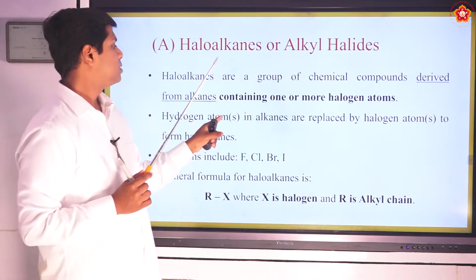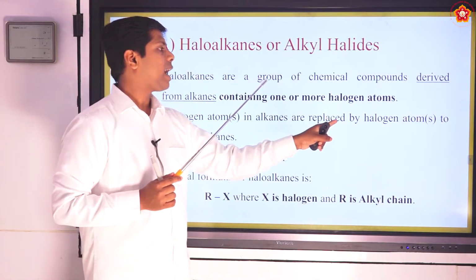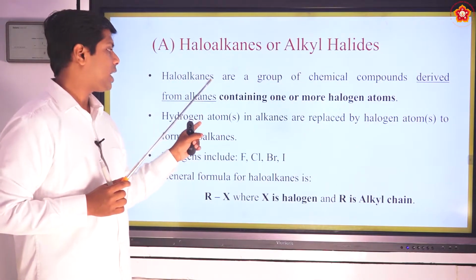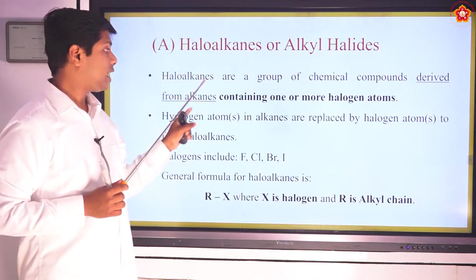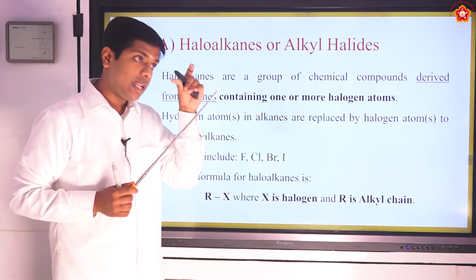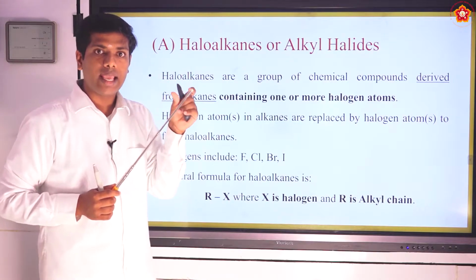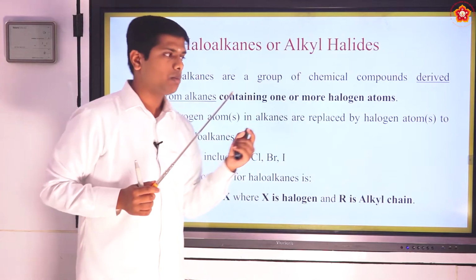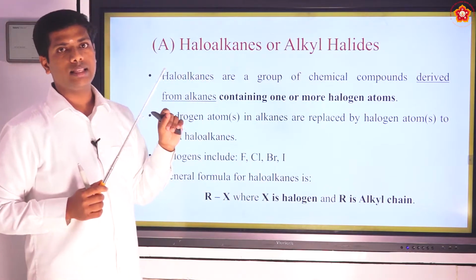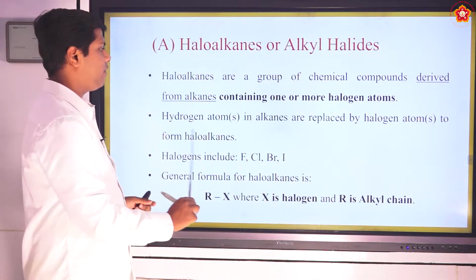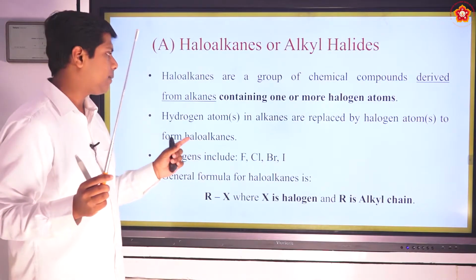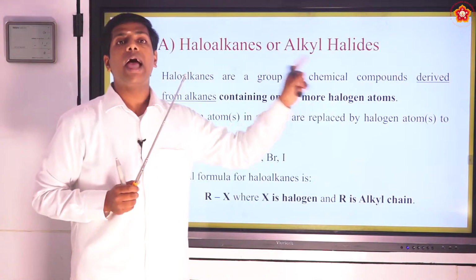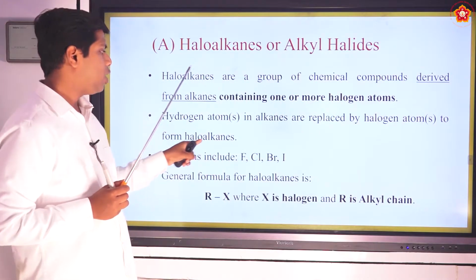Hydrogen atoms in alkanes are replaced by halogen atoms to form haloalkanes. Here, in alkanes, any one of the hydrogen atoms is replaced by a halogen atom to form a haloalkane. This is a very important point, children. Once again I am repeating, hydrogen atoms in alkanes are replaced by halogen atoms to form haloalkanes.